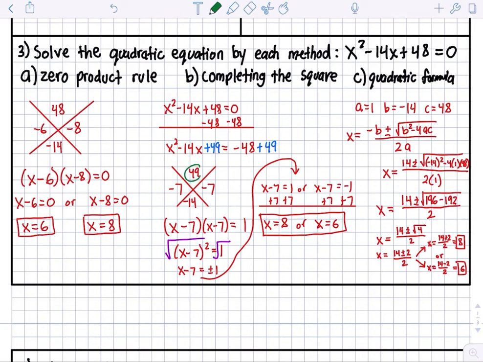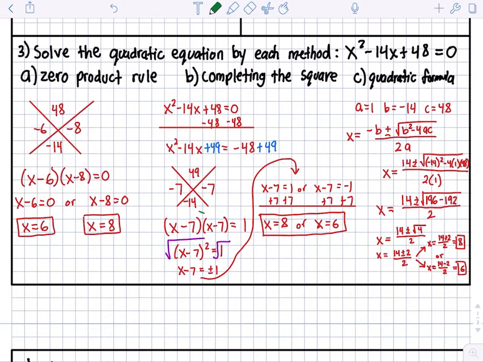So, 49 on top, negative 14 on bottom. Two things that multiply to 49 but add together to negative 14 is negative 7 and negative 7. Those are factors, so x minus 7 times x minus 7 is equal to 1, because negative 48 plus 49 is 1.